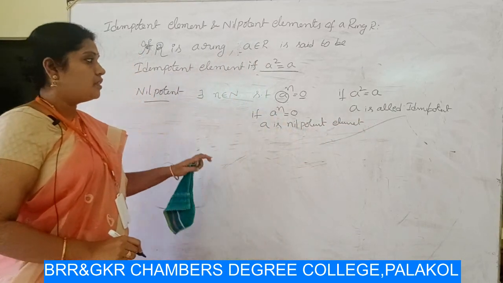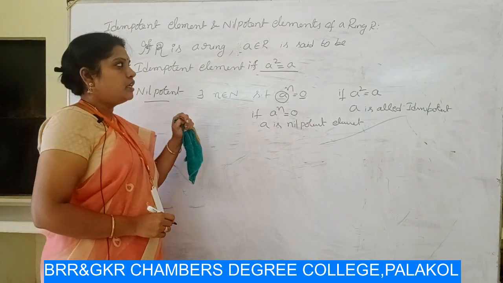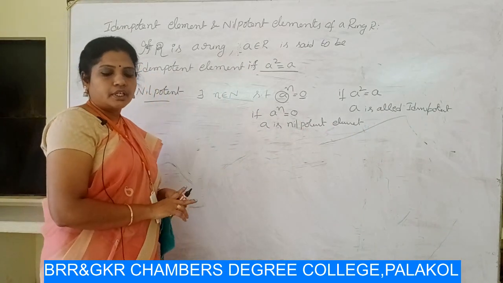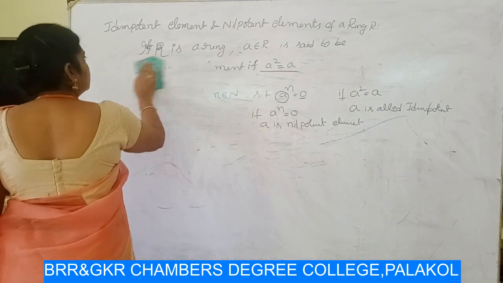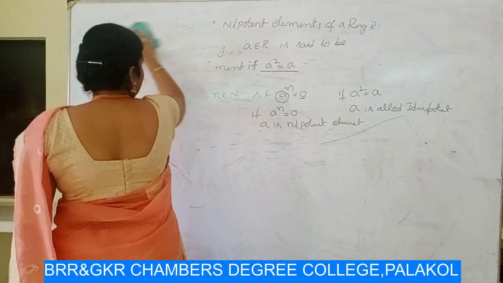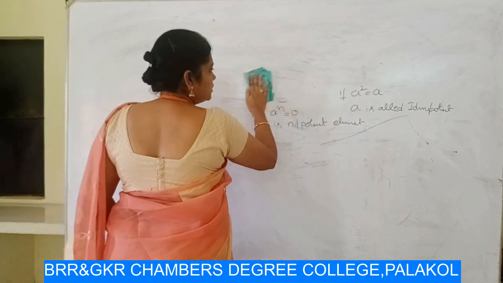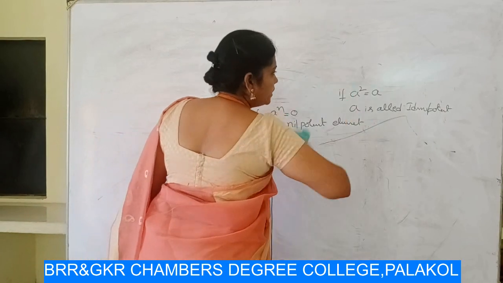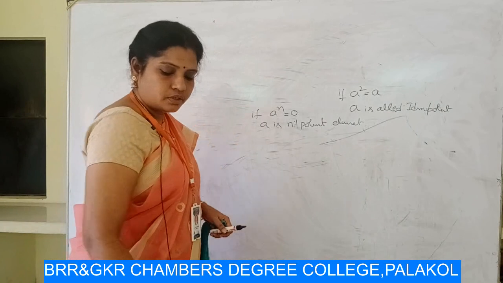Now we have seen the definitions, and now I will give two examples for nilpotent and idempotent elements of the ring. So the condition is that an idempotent element satisfies A square is equal to A, and a nilpotent element satisfies A power n is equal to 0.